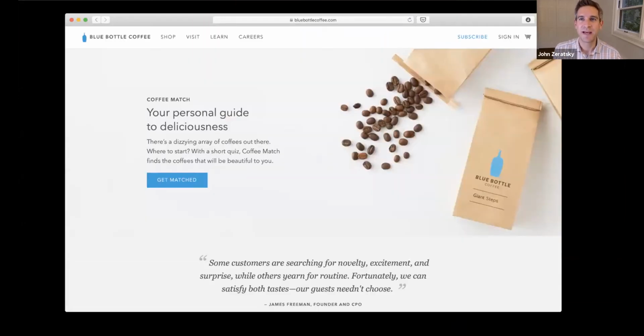And this became the basis for Blue Bottle's at-home coffee subscription, which is still an important part of their business today. And I just think it's a cool example of how when everybody's involved in generating ideas through sketching, you get a much wider, much more interesting range of possible solutions.